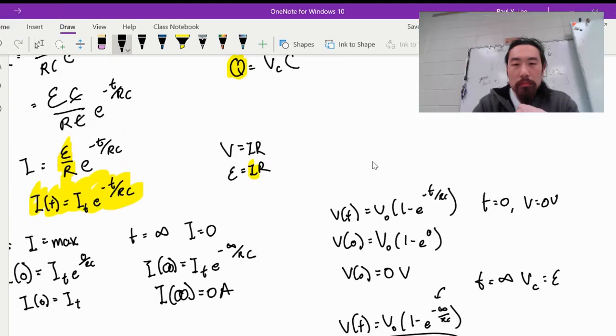All right, and that's that for capacitors. This is for charging up. We will go over the discharge later.